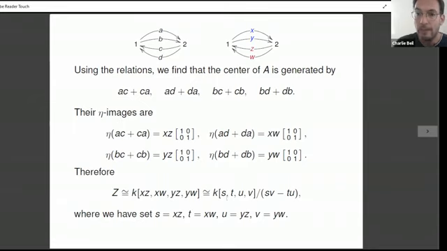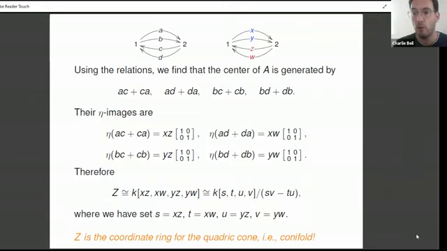And we can rewrite that as the coordinate ring generated by S, T, U, and V modulo SV minus TU, where S is equal to XZ, T is equal to XW, U is equal to YZ, and V is equal to YW. So the center is the coordinate ring for the quadric cone, also called the conifold. So this is how you find the center.